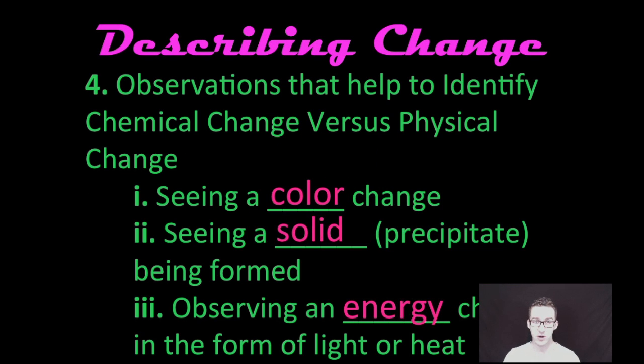Some things that you can look for at the macroscopic level to let you know you've got a chemical change versus a physical change. One, if you see a color change. Two, if you see a solid form, aka a precipitate. Or three, if you observe an energy change. Oftentimes we'll see that in the form of light or heat.